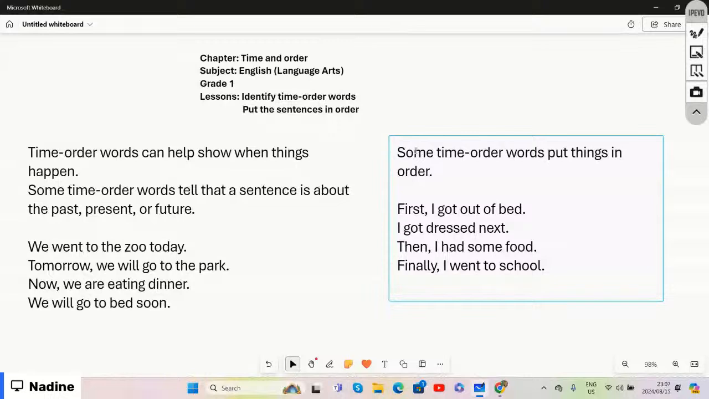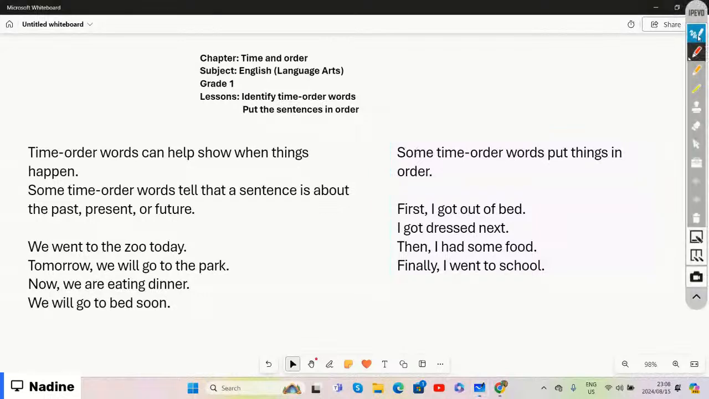And if we look at an example of our time order words, it says, we went to the zoo today. So now it's almost like our question is, when did we go to the zoo? Which means that today tells us when we went to the zoo.